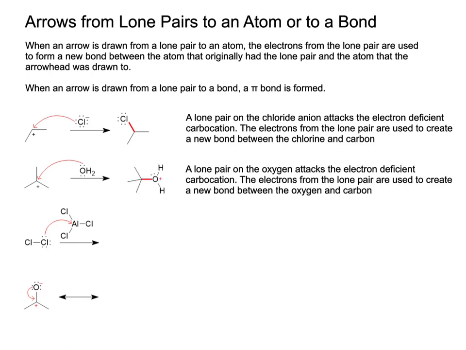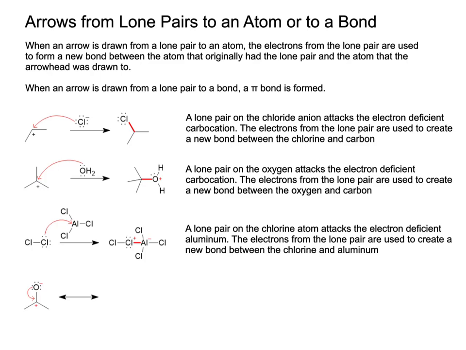In our second example, a lone pair on the oxygen from the water molecule attacks the electron-deficient carbocation. The electrons from the lone pair are used to create a new bond, in red, between the oxygen and carbon. Note that the two hydrogens that were originally bonded to the oxygen are still bonded to the oxygen. We only drew one arrow, from the lone pair to the carbon. That means we should not touch anything else in either molecule.